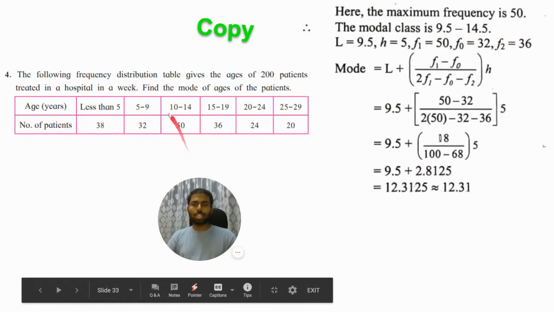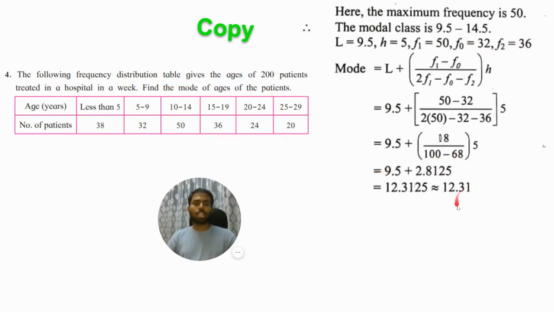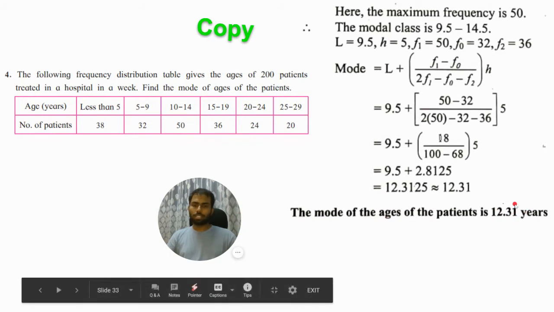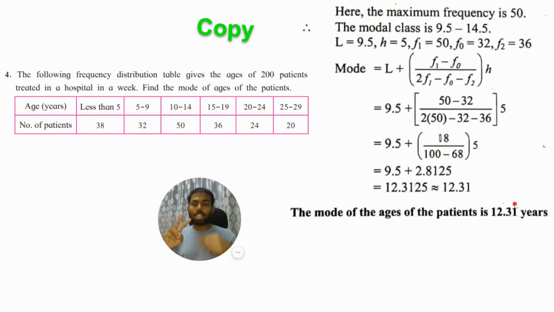So go to the question again, find the mode of ages of the patients. So and तुम्हें answer क्या मिला 12.31. So your answer will be the mode of ages of the patients is 12.31 years. Okay, simple. Everything remains the same, बस second step एक extra step हो जाता है. वो जो continuous class नहीं है उसको continuous कैसे बनाना है. Okay, and there are only 3 small steps that you have to do for that.